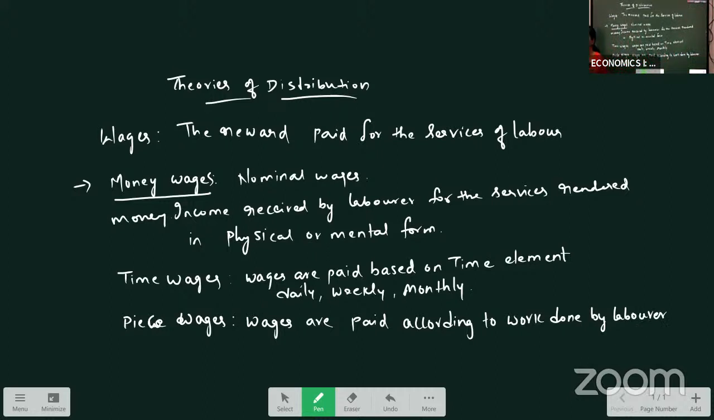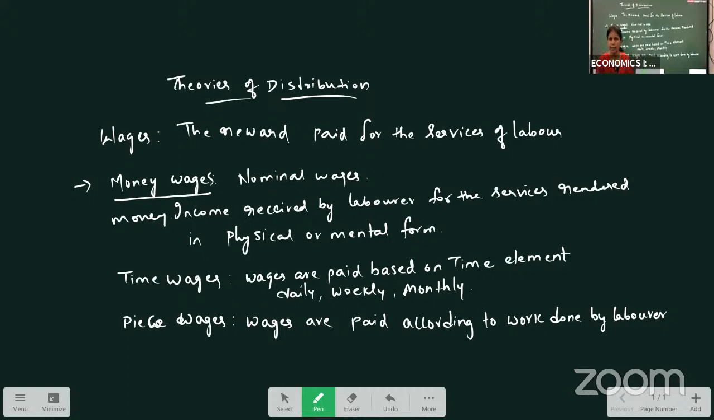Here, mostly the skill and efficiency of the labor are very important. Skill and expertise of the labor are taken into consideration when piece wages are given. As you complete this much work, this amount is given. They are irrespective of time, meaning they don't bother how much time is taken to complete the work, but the work should be completed. For example, a daily laborer is painting one room. For one room, 500 rupees for painting.